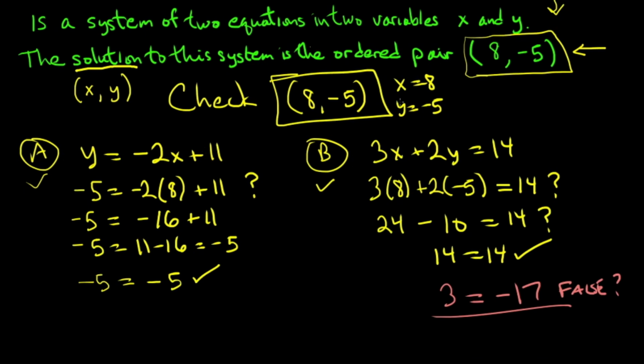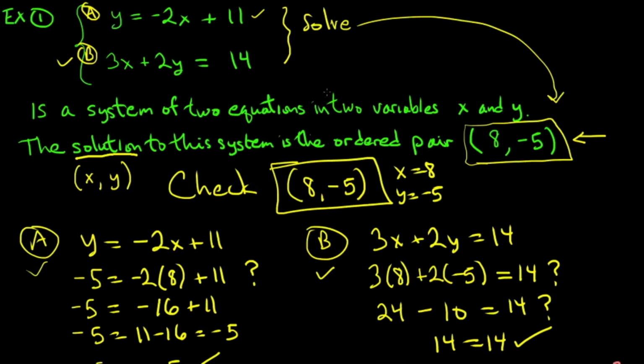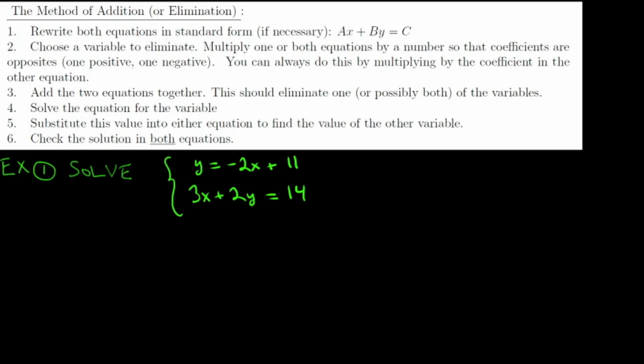Okay, so that's checking a solution. Now, how do we actually solve the equation to get the solution? And it turns out there's several ways of doing it. We're going to start by using what's called the method of addition. Okay, so first way is the method of addition. Other books call this the method of elimination. And we'll see in a minute that it's really both. So the method of addition, also known as the method of elimination.